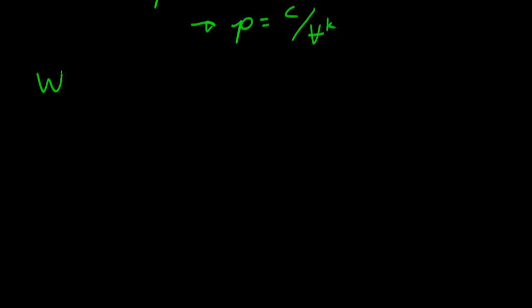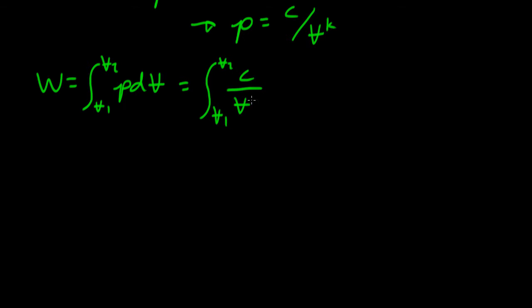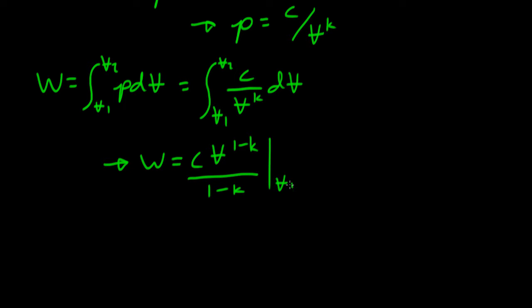Substituting into our work integral, work is the integral from volume 1 to volume 2 of P dV. We see that the work is the integral from volume 1 to volume 2 of our constant divided by V^k dV, which we can integrate directly. We see that work is equal to the constant times the volume to the 1 minus k, divided by 1 minus k, evaluated from V1 to V2.